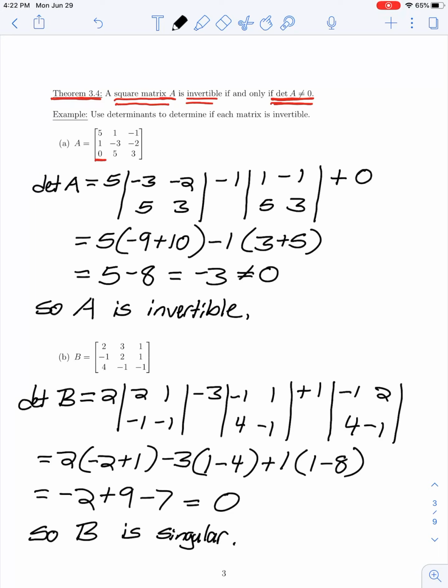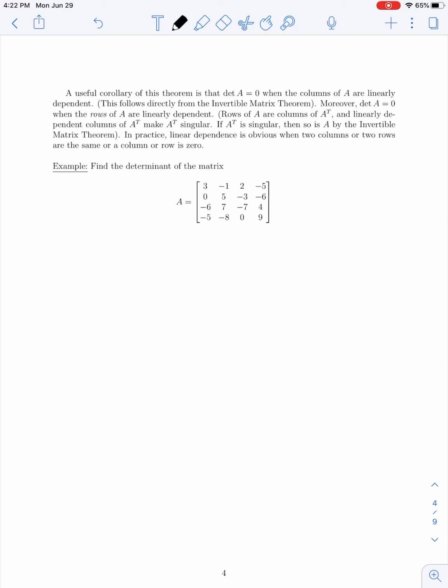Now we could also make conclusions about the matrices A and B, such as do their columns span R3? Well, for matrix A, yes. For matrix B, no. If we think about consequences of the invertible matrix theorem, once we are able to calculate determinants, we can make certain conclusions about properties of our matrix by making use of that theorem.